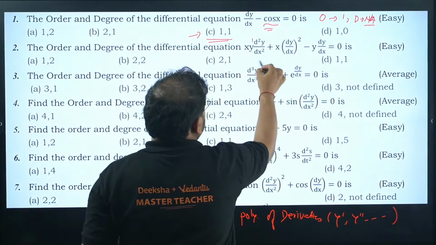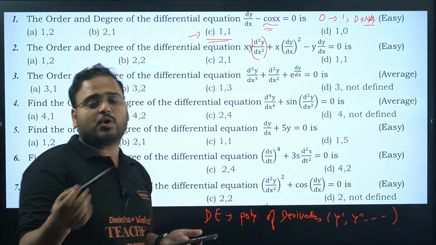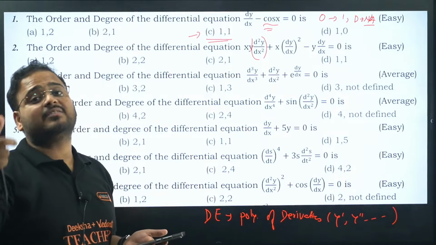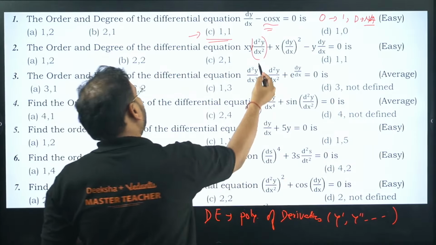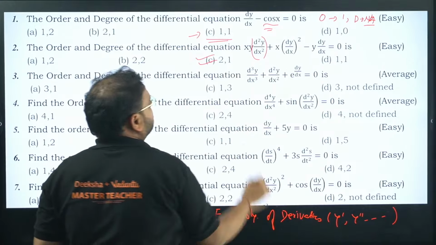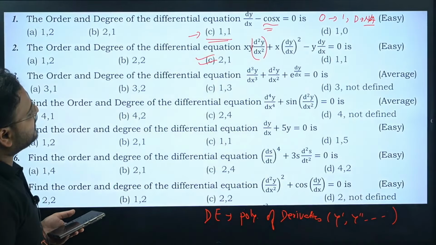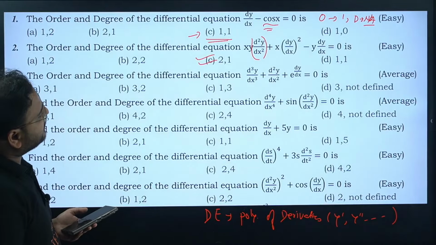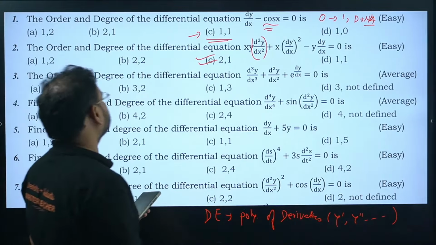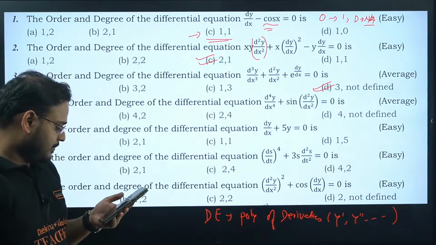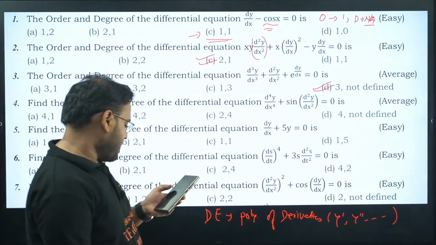Next question: the order and degree of the differential equation. Order will be 2, degree is 1. Check here. The highest derivative gives the order, and the index of the highest derivative, listen to me, the power of the highest derivative, is called the degree. In this case, the order is 2 and degree is 1. Option C is correct. Okay. The order and degree of the differential equation with d cube, this will again be 3 and not defined.